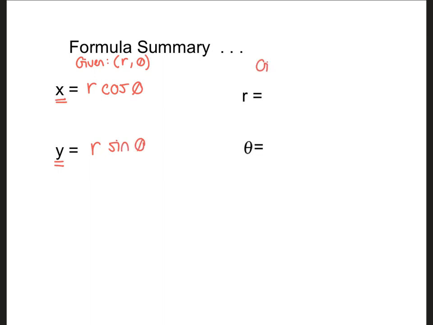Now, if we are given an x and a y value, so a point in rectangular form, and we want to find the radius, we're going to use the Pythagorean theorem, and we're going to do plus or minus the square root of x squared plus y squared to give us some possible radii to use. And then for our angle, we're going to be using our tangent formula, so we'll be doing arctan, or inverse tan, of y over x.